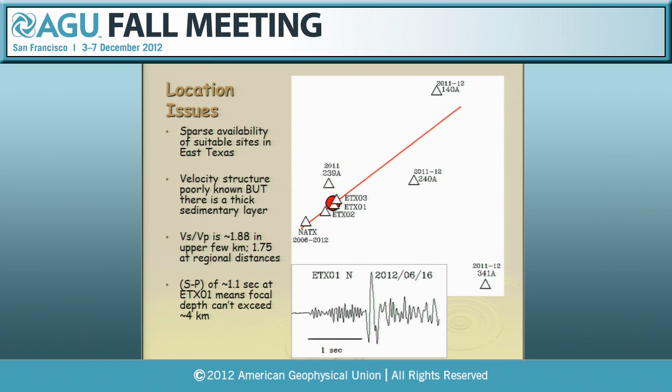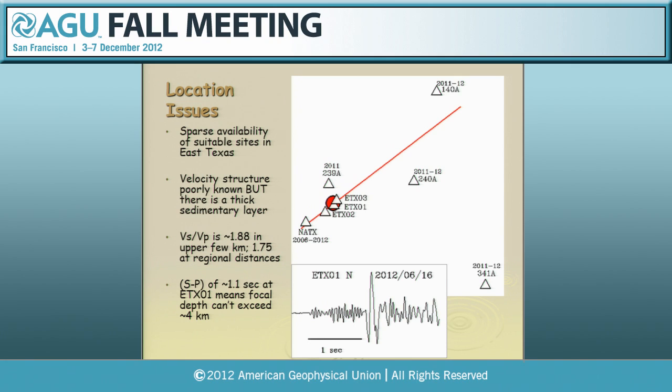So our velocity structure, as I think Herman explained earlier on, is not very well known in this area. But there, we know that there is a thick sedimentary layer, and we have Vs/Vp ratios of 1.8 in the upper few kilometers and maybe 1.75 at regional distances.